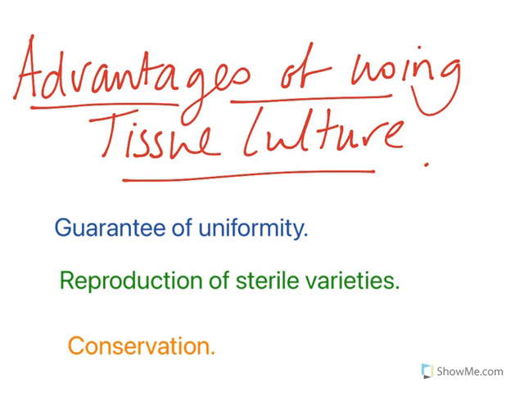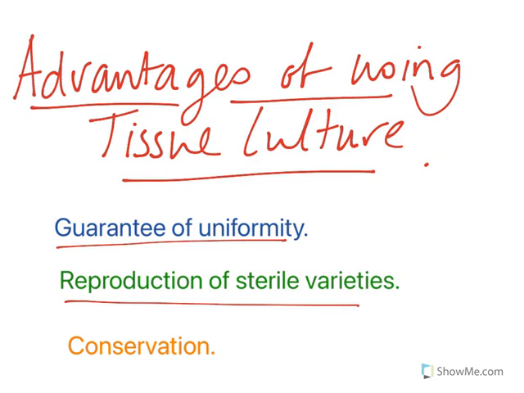Now, the advantages of using tissue culture: we have what's called the guarantee of uniformity, which is basically meaning they're all going to be exactly the same. So if you have one really good type of plant that grows really well and produces lots of fruit, for example, you know that all the offspring from that plant are going to produce the same quantity of food.